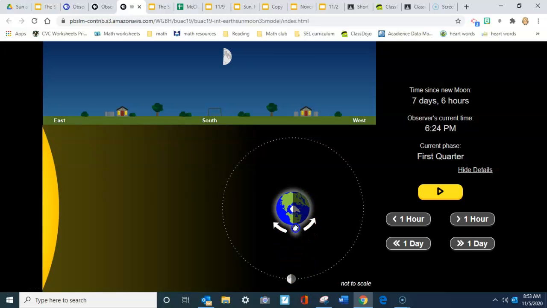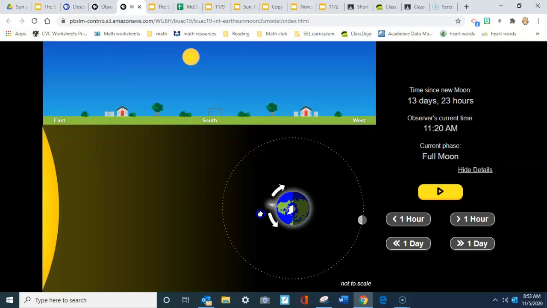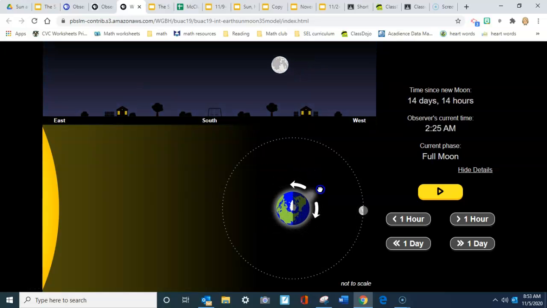But that moon continues to revolve around the Earth. And as we go through, we get to this point where we are at a full moon. And that full moon is there because it's not on this side of the Earth anymore. It is on this side of the Earth because it revolved around the Earth. And now this part that is always lit by the sun, this side of it, is the side that we can see because it has revolved to this side of the Earth.